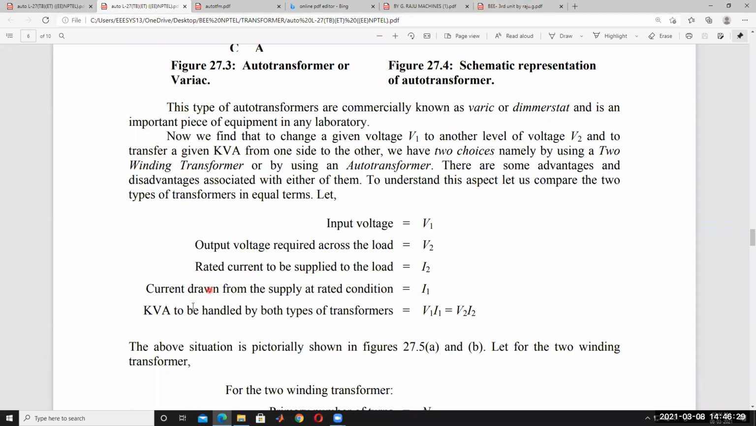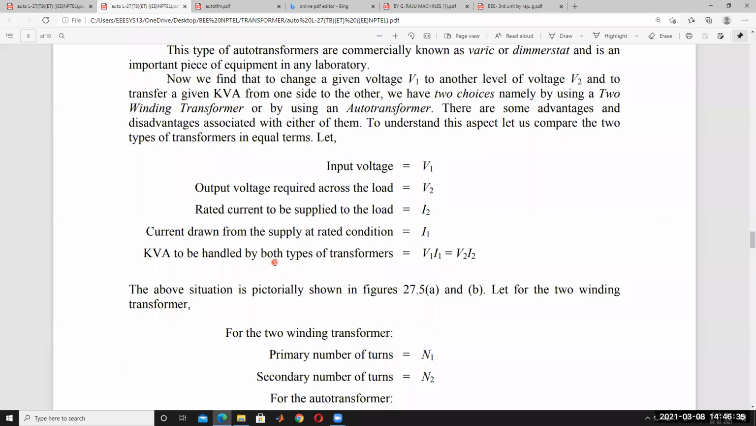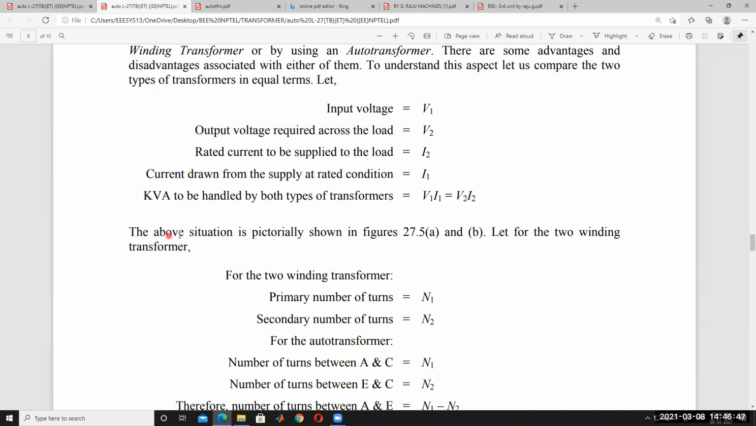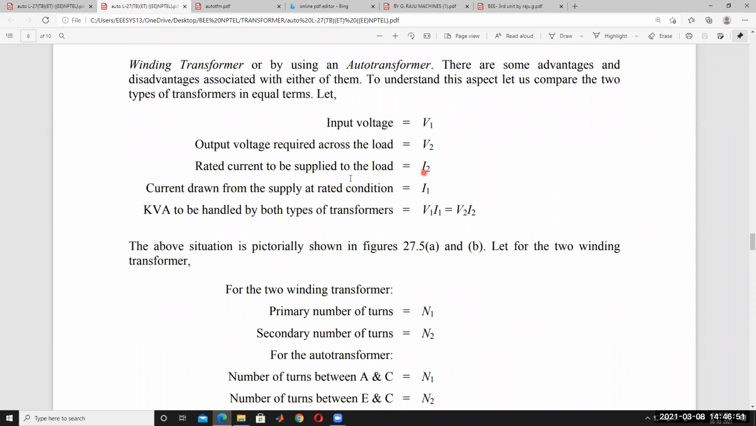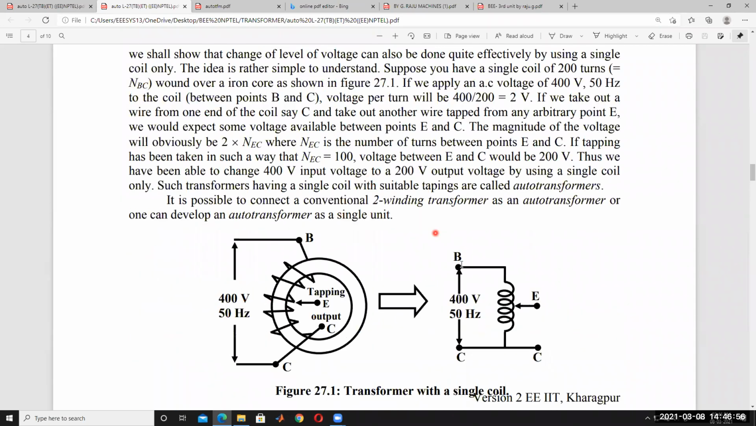The KVA handled by both types of transformer, on the primary and secondary side, is V1 I1 equal to V2 I2. This is the KVA to be handled by both transformers. The above situation is pictorially shown for a two winding transformer.